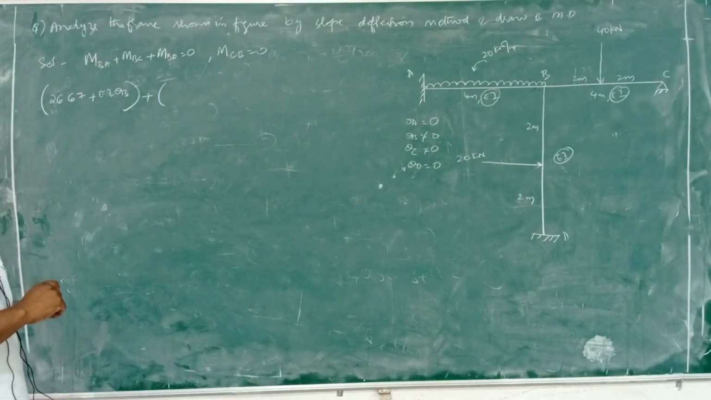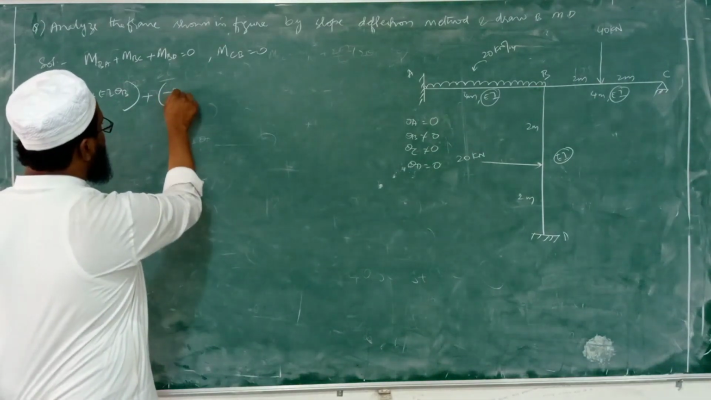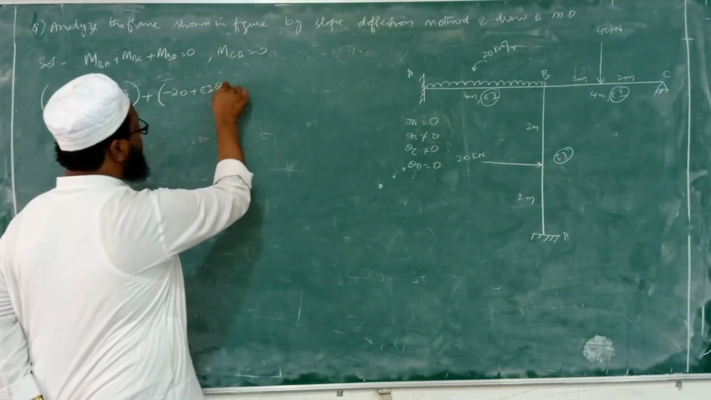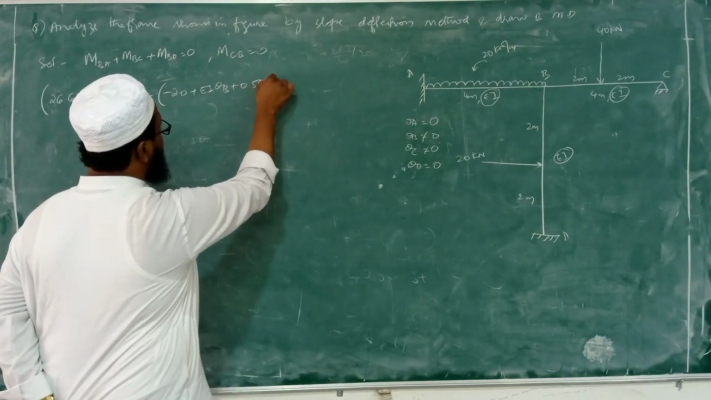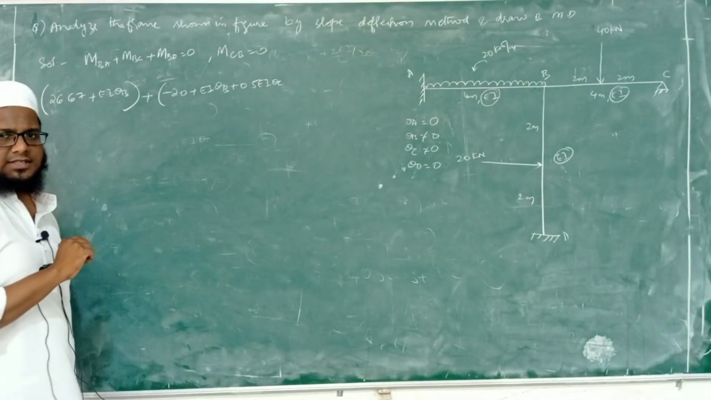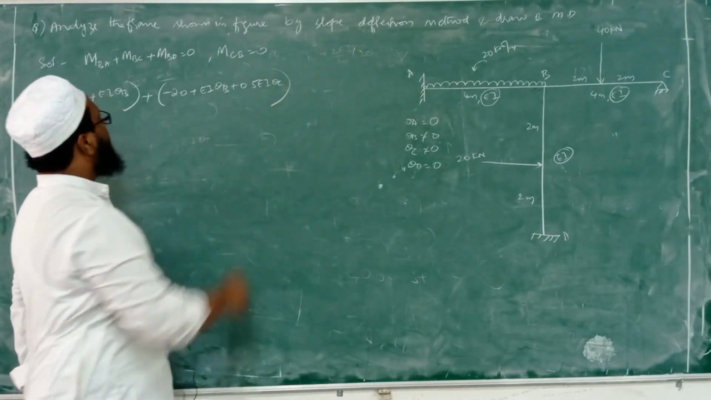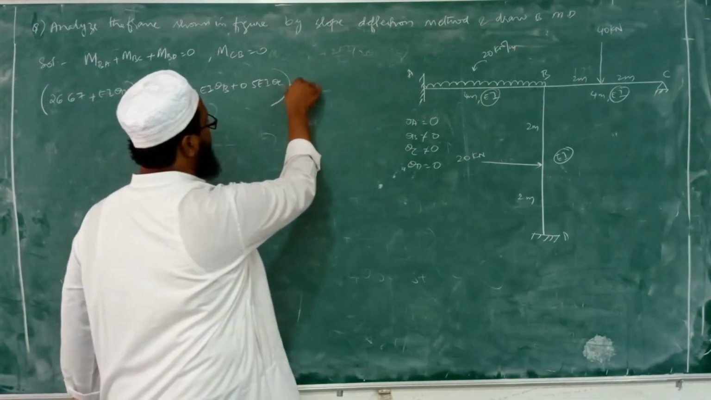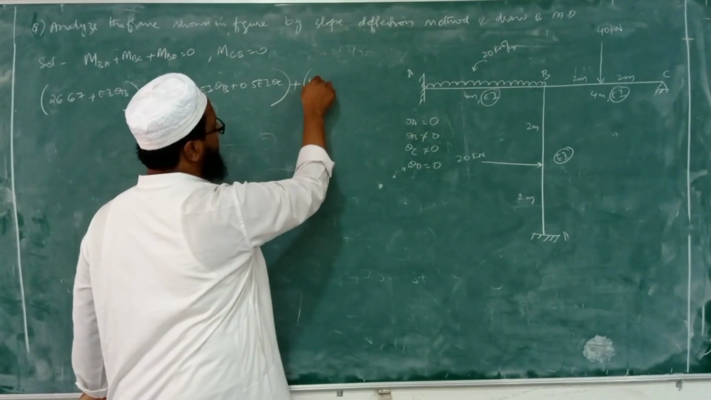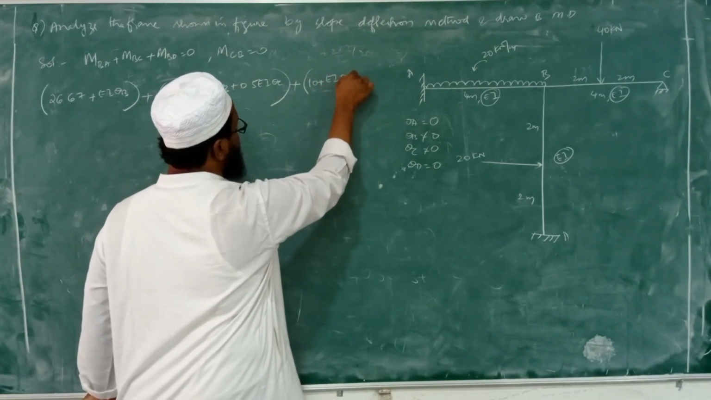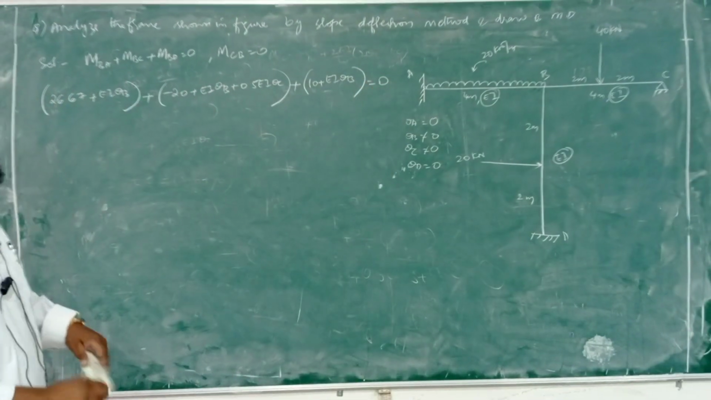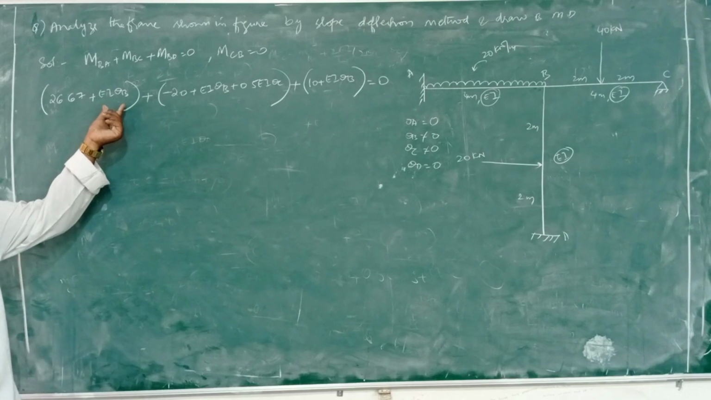What about MBC? Equation number 3. Yes, how much? Minus 20 plus EI theta B plus 0.5 EI theta C. Okay, this is MBC. Okay, what about MBD? We have plus here. Yes, how much? 10 plus EI theta B. Okay, equal to 0.